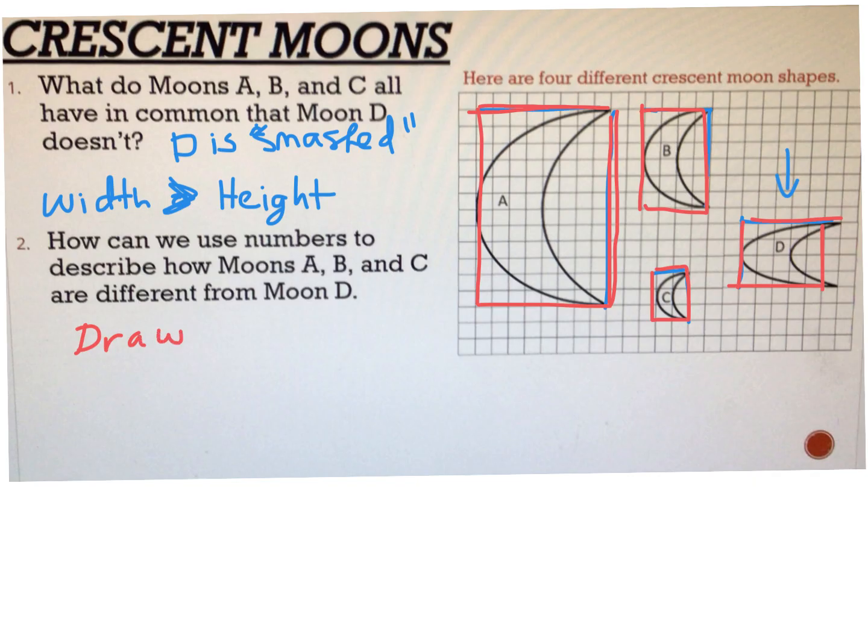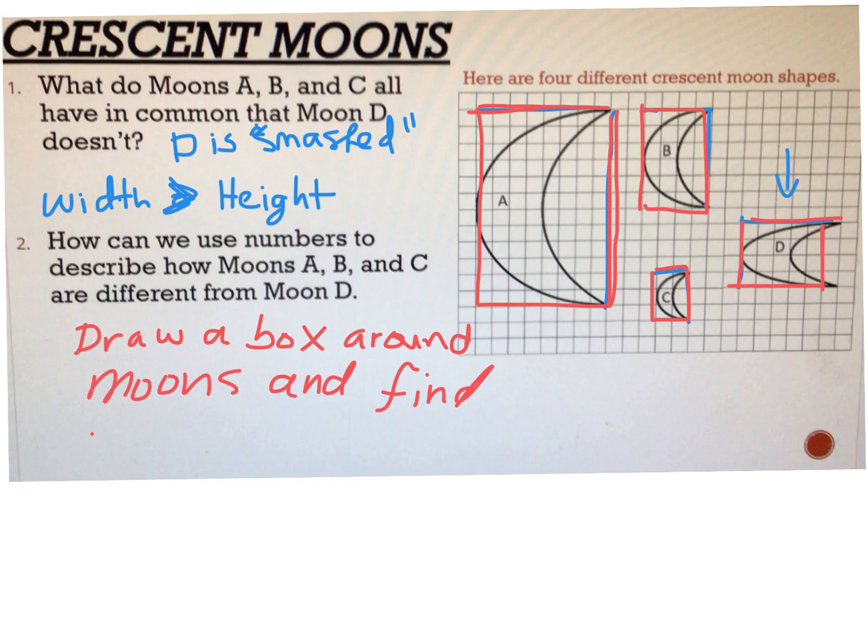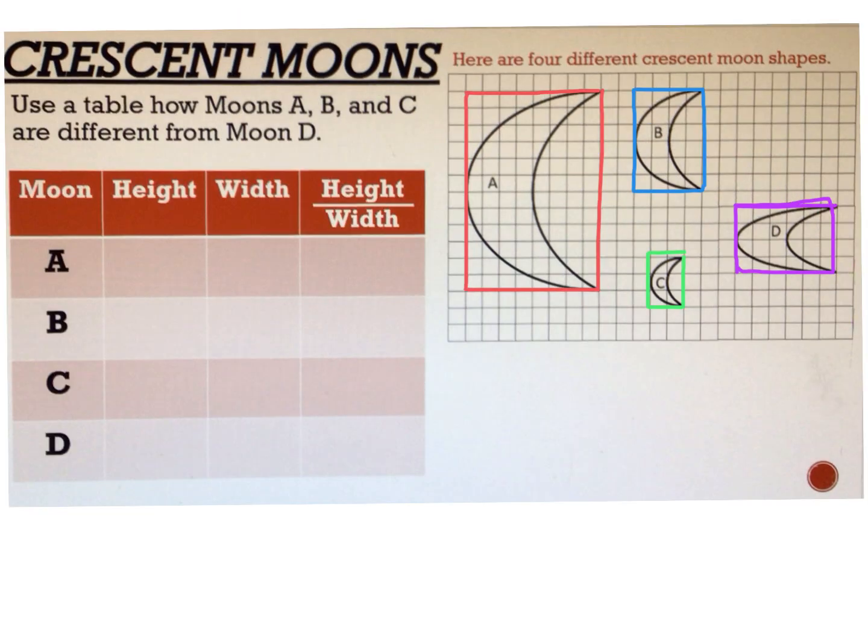Draw a box around the moons and find the height and width. All right, so if we draw our boxes and then we find all of our heights, then we would get 12 for the height of A. And then if we counted the width, we would get 8.